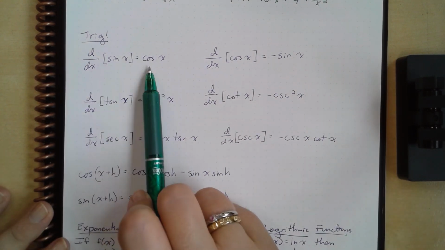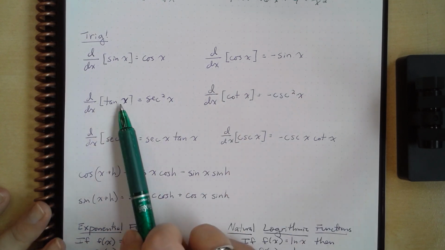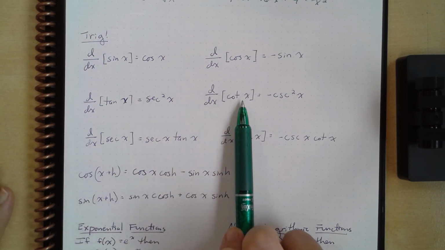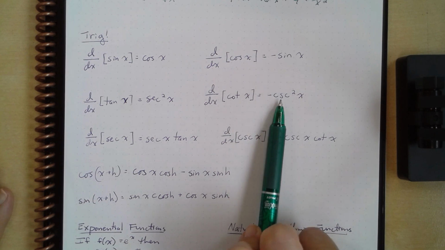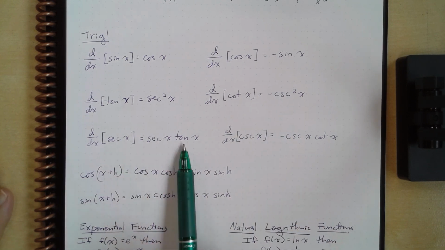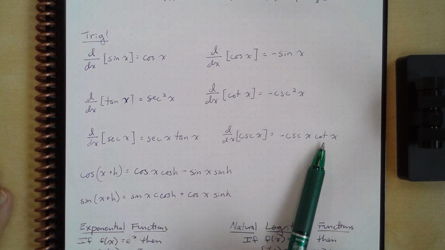The derivative of sine is cosine. The derivative of cosine is negative sine. The derivative of tangent is secant squared. We're not going to use these next ones quite yet, but I'm going to teach them to you anyways. The derivative of cotangent is negative cosecant squared. The derivative of secant is secant tangent. And the derivative of cosecant is negative cosecant cotangent.